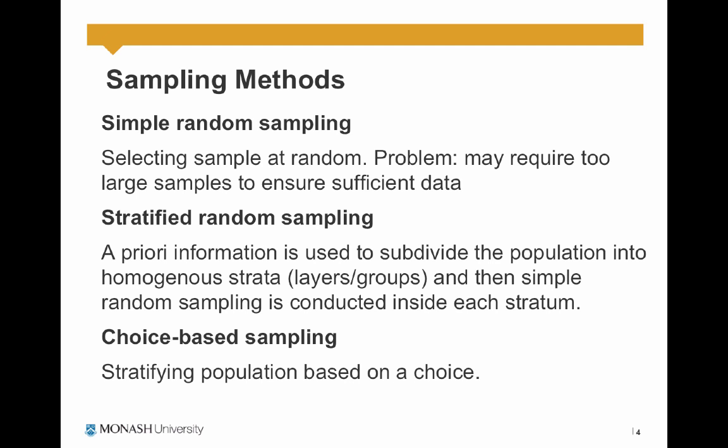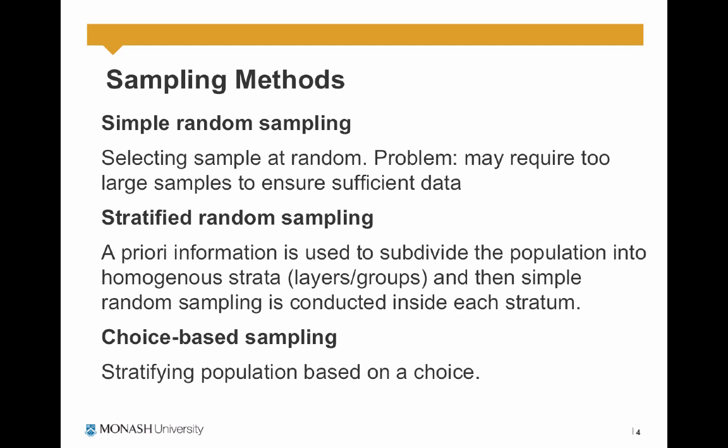Stratified random sampling is a little bit better than totally random sampling. In stratified random sampling, we basically break the population into different strata or different categories, and then inside each category, we try to collect a random sample. So a priori information is used to subdivide the population into homogeneous strata or layers or groups, and then simple random sampling is conducted inside each group or layer.